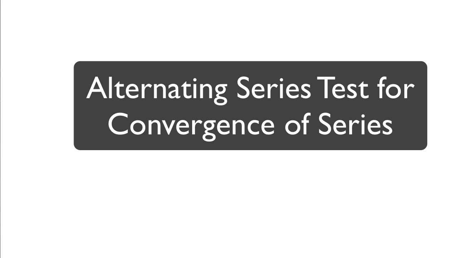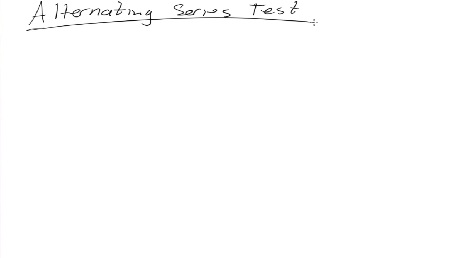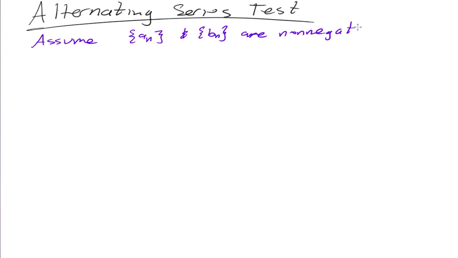So let's talk about the alternating series test. Okay, so let's assume that A sub n and B sub n are non-negative sequences, so positive or 0.